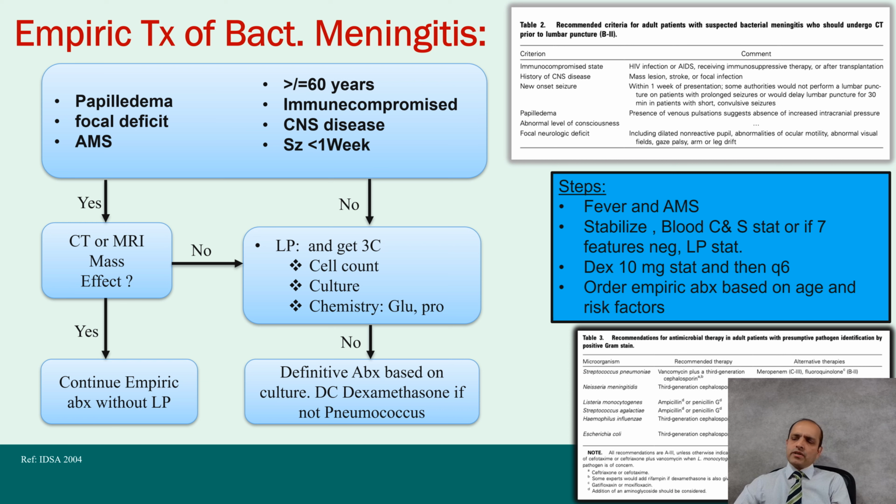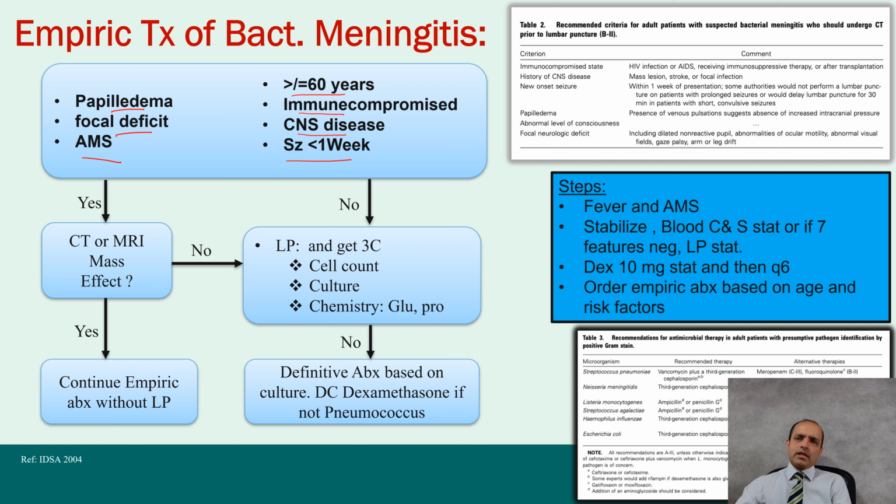Is your patient 60 years or older? Is your patient immunocompromised? Does your patient have a CNS disease, or had a seizure in the last 1 week, or papilledema, or focal neurological deficit, altered mental status? So if any of those factors are positive, then you need to get imaging. You need to get CT scan or MRI before lumbar puncture. If those are negative, then you can get lumbar puncture.